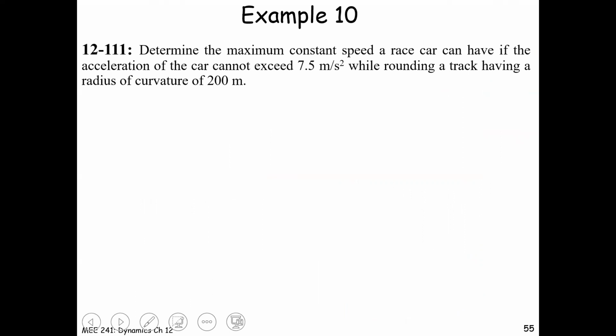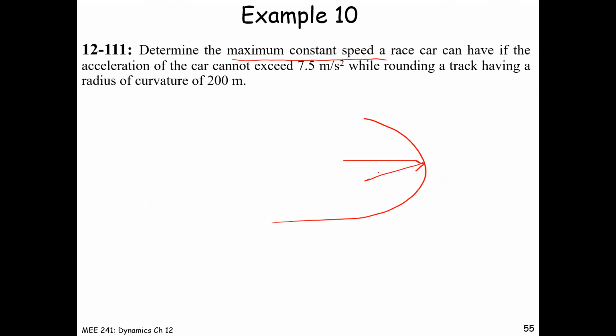Okay, so let's start with one example. Let's determine the maximum constant speed a race car can have if the acceleration of the car cannot exceed 7.5 meters per second squared. We're having a radius of curvature of 200 meters. So the maximum constant speed. If you have a race car trying to execute this curve, we know the radius here is 200 meters.